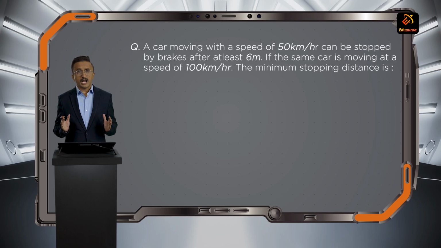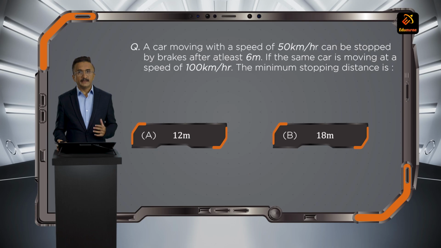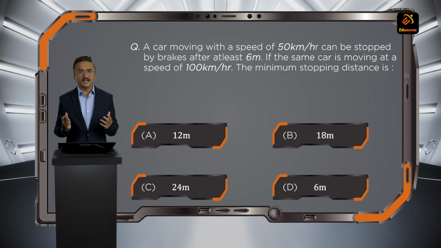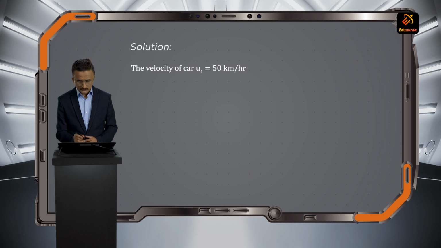So student, here we have the next question. A car moving with a speed of 50 km per hour can be stopped by brakes after at least 6 meters. If the same car is moving at a speed of 100 km per hour, the minimum stopping distance is, and the options are option A 12 meter, option B 18 meter, option C 24 meter, and option D 6 meter.